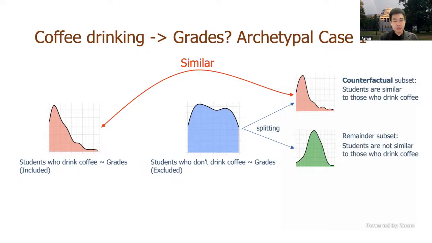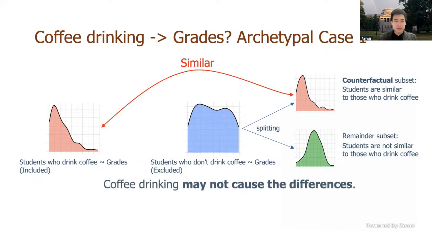This means students who drink coffee or not may have similar grades if they are similar in other dimensions. In other words, counterfactual guidance actually tells you here that coffee drinking may not cause the differences in students' grades. And therefore, it can prevent false positives when you may be hinted by pure correlations.